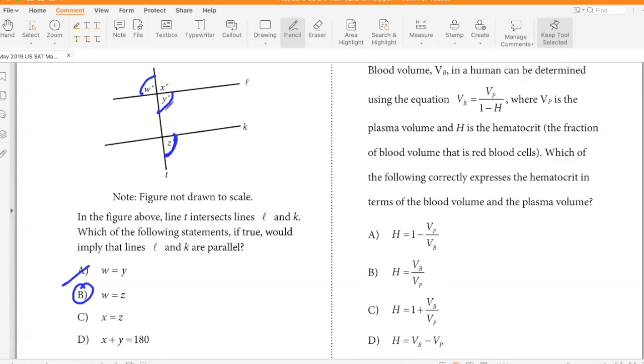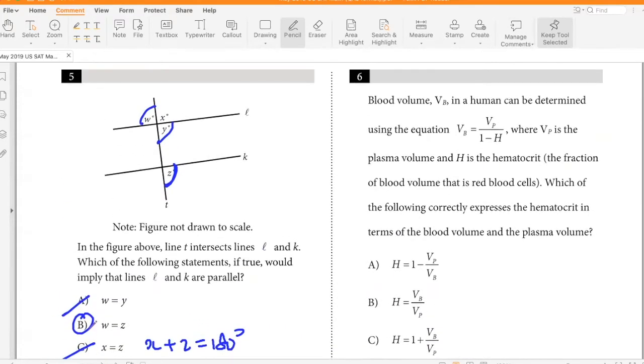X equal to Z are same side exterior angles. So they do not have to be equal. For parallel lines, their sum should be 180. So this doesn't tell me. And x plus y is 180 is always true because these are angles on a straight line.